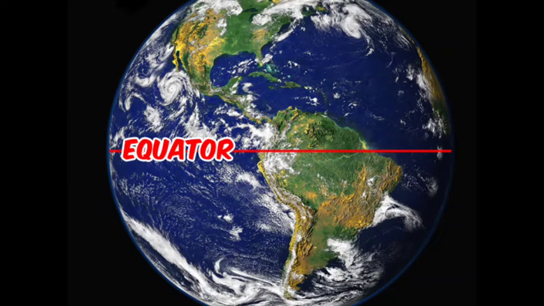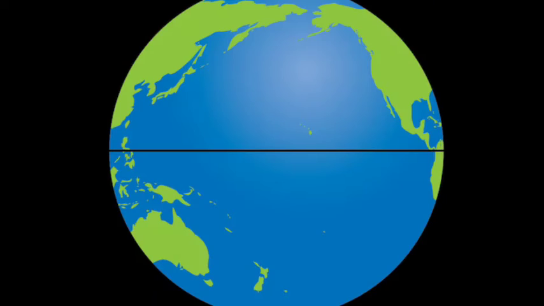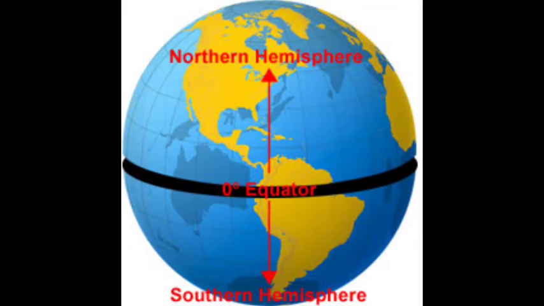The equator is another imaginary line around the earth, halfway between the poles. It divides the earth into 2 halves, the northern hemisphere and the southern hemisphere.